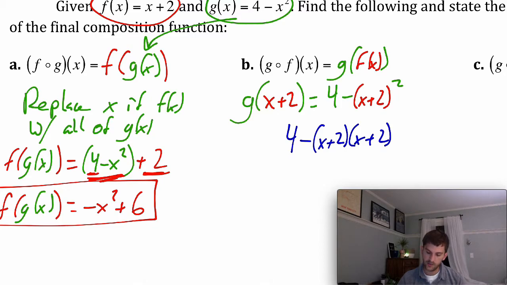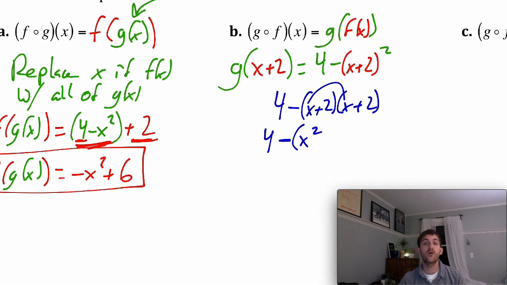Then we got to go through and distribute that. We have 4 times, or sorry, keeping that minus. X times x is x squared. Keep this in parentheses because we're subtracting 4 minus whatever the product of this multiplication is. So we got x times x, which is x squared. We got x times 2, which is 2x, but then we're also going to have another 2x right there. So we're going to have a total of 4x because of this 2x plus this 2x. Then we're going to have 2 times 2, which gives us 4.